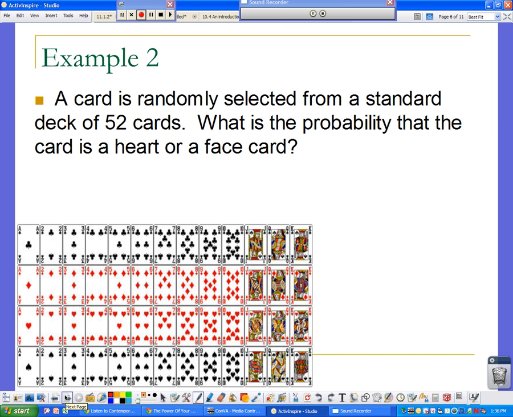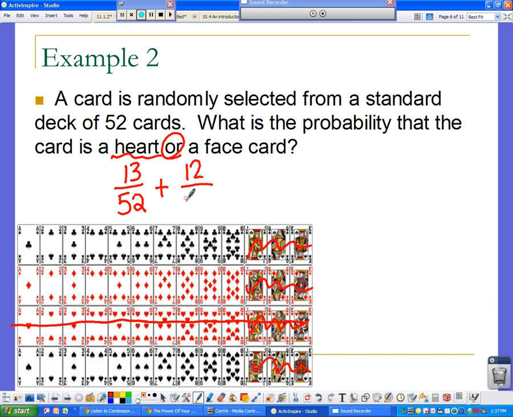A card is randomly selected from a standard deck of 52 cards. What is the probability that the card is a heart or a face card? So there's that word or again. First of all, we need to find the probability that we have a heart. So we count them all up: 1, 2, 3, 4, 5, 6, 7, 8, 9, 10, 11, 12, 13. So we have 13 out of a total of 52 cards. Or tells us we're going to add, and we count our face cards: 3, 6, 9, and we have 12 out of 52.